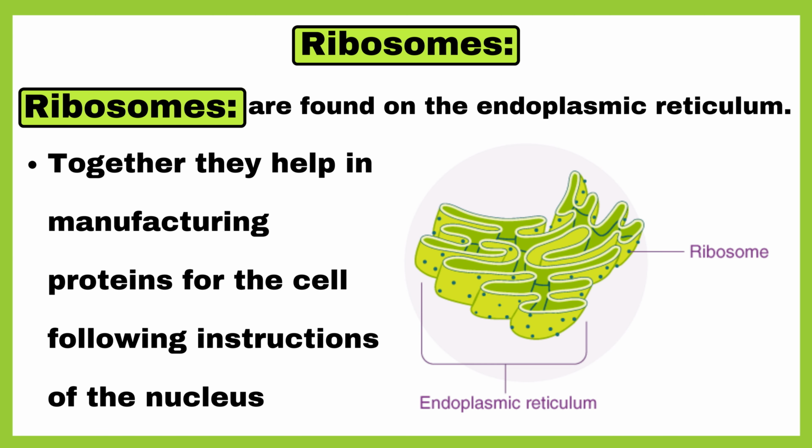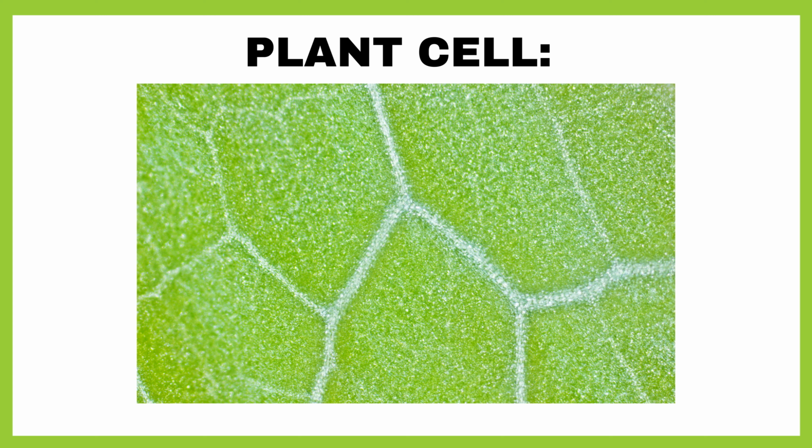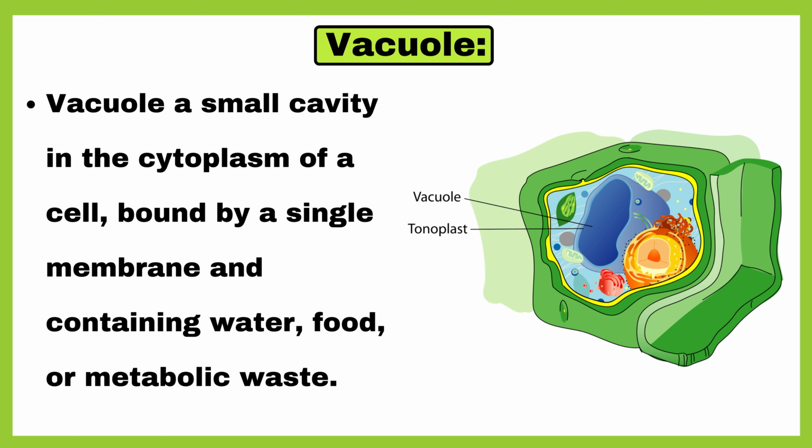Now we'll talk about the ribosomes. Ribosomes are found on the endoplasmic reticulum. Together, they help in manufacturing protein for the cell, following instructions of the nucleus. Here is a very close picture of a plant cell. You can see it is a very high power image taken by the microscope. Now you can see the vacuole. Vacuole is a small cavity in the cytoplasm of the cell bound by a single membrane and containing water, food or metabolic waste.